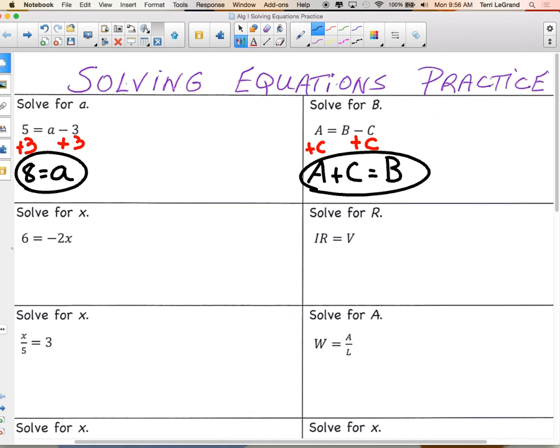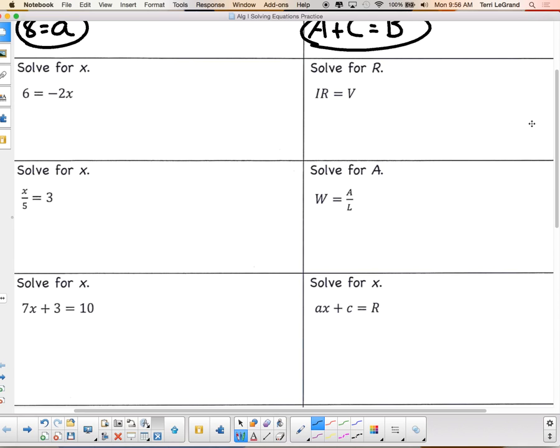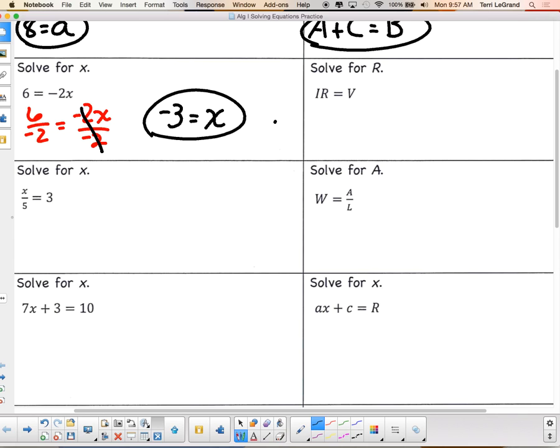So let's go over here to 6 equals negative 2x. If we're solving that for x, we've got to zero in on the side that x is on, and we have to say what's happening on that side. It's being multiplied by negative 2. So what are we going to do? We're going to divide by negative 2. Doesn't take us long to make that decision. So 6 gets divided by negative 2, negative 2x gets divided by negative 2. So what's our solution? Negative 3 equals x, also known as x equals negative 3, right?